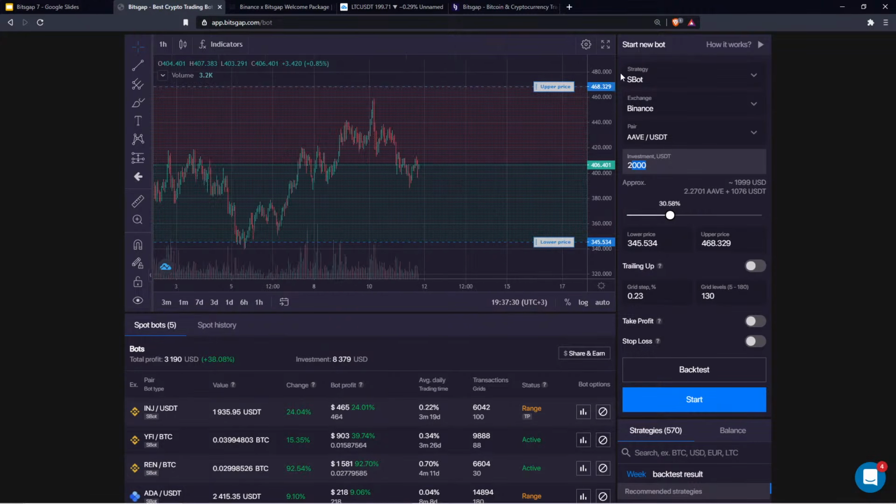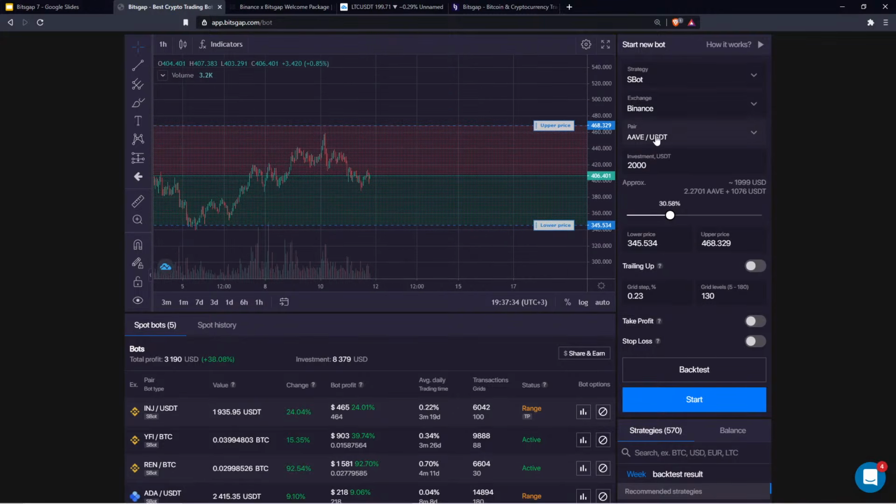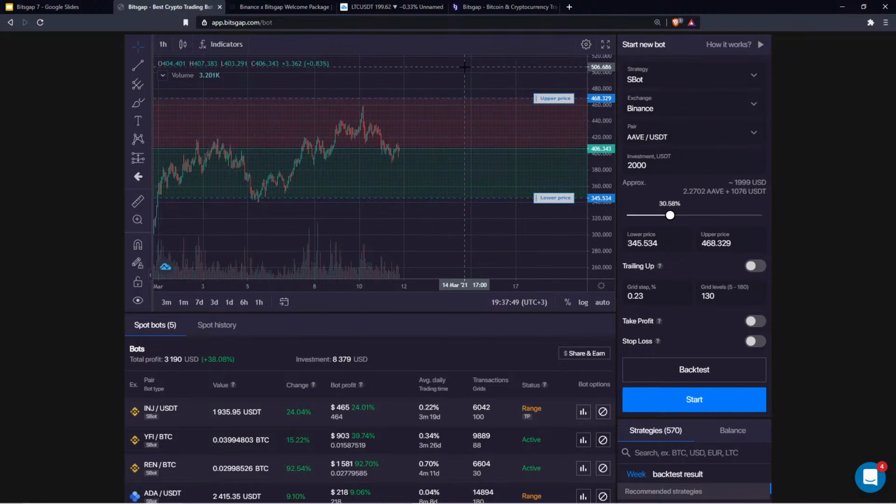So the next step is to define the trading range, and the third step would be to set the investment and the grid amount that you want. The final step is to use all available tools that we have to maximize your returns even more, and to minimize the risk in case you were wrong.